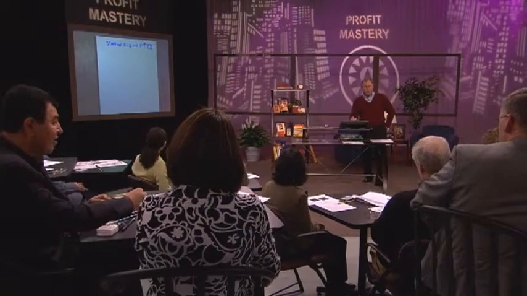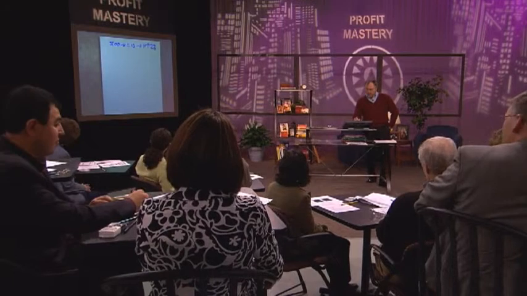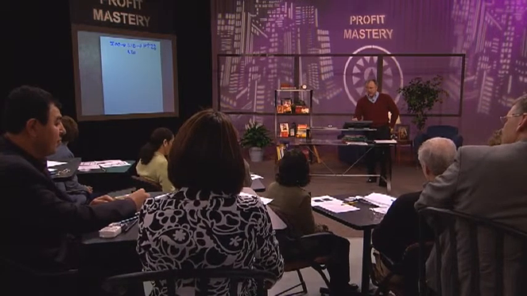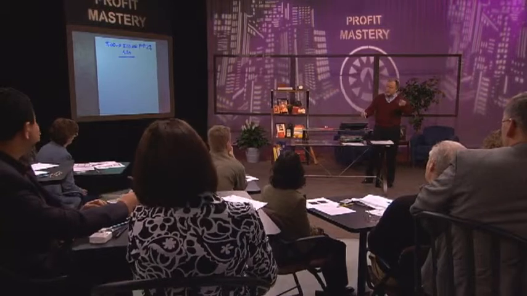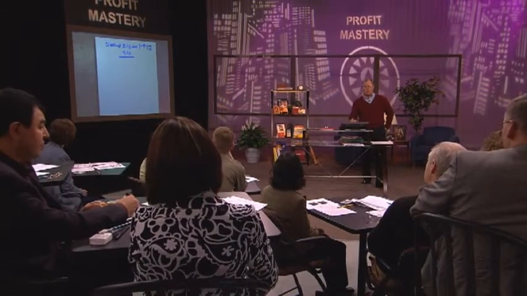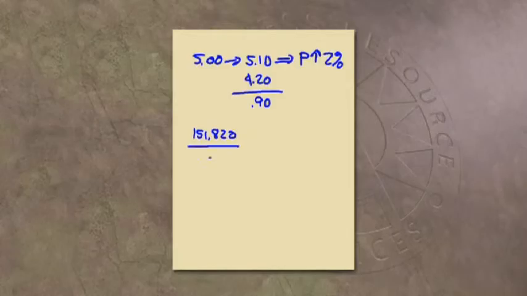Now, unilateral, meaning our variable cost is still what? $4.20. It hasn't changed. We didn't have a cost increase. We did make a price increase. So what's the contribution now per yard? 90 cents. 151,820 divided by 90. Somebody? 168,689.